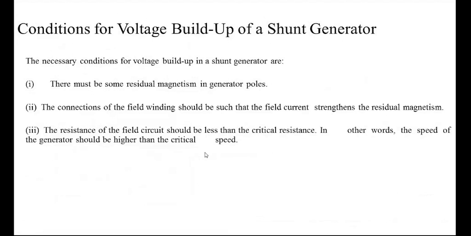Next, conditions for voltage buildup of a shunt generator. In a self-excited shunt generator, what conditions must be fulfilled for buildup of voltage? There are three points. First, there must be residual magnetism present in the generator poles. It is very important that at least 10% residual magnetism is present. Second, the connections of the field winding must be properly made to the armature winding, so that it strengthens the residual magnetism and cannot decrease it.